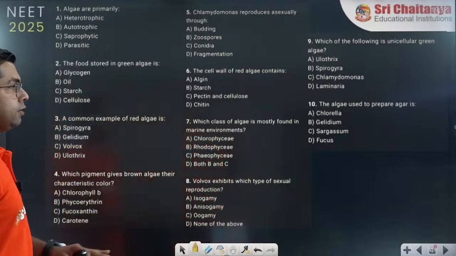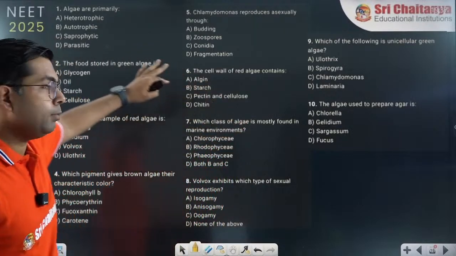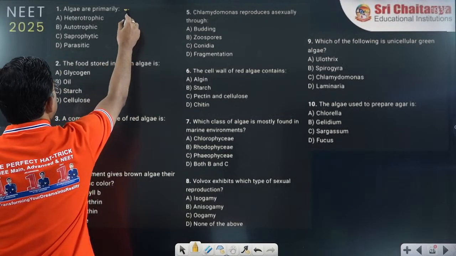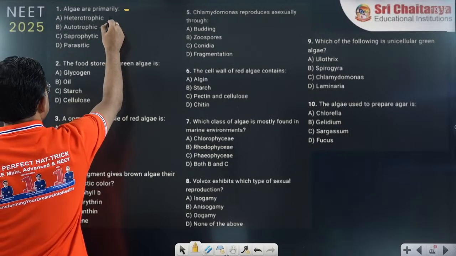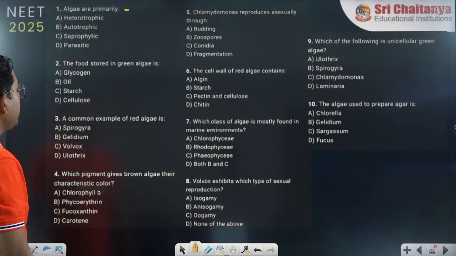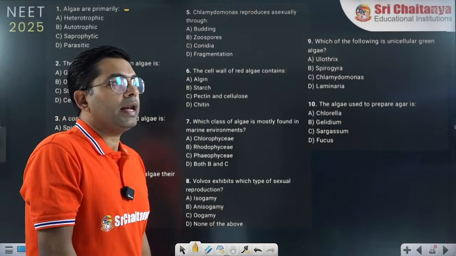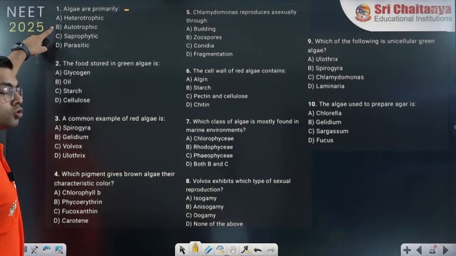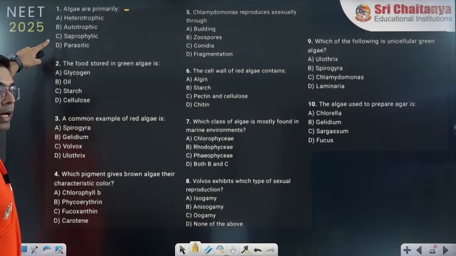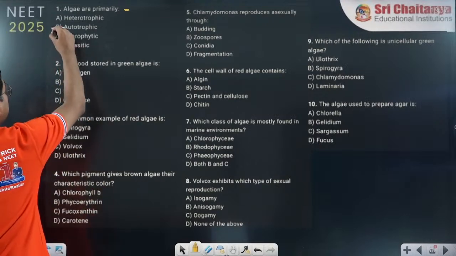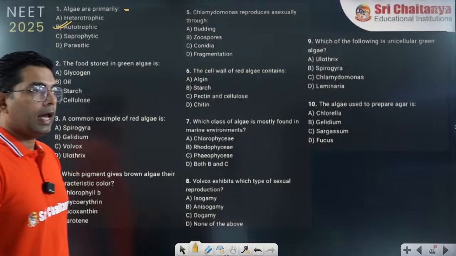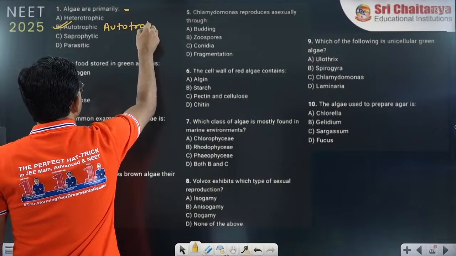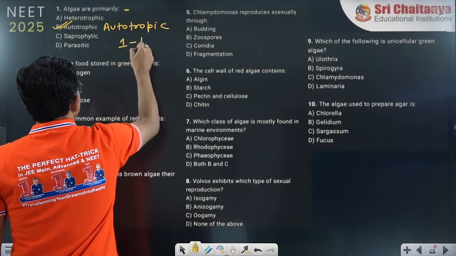Now the first question, I will read the questions one by one. The first question says that algae is primarily heterotrophic, autotrophic, saprophytic or parasitic? So the answer is algae is autotrophic. So for the first, the correct answer is B.